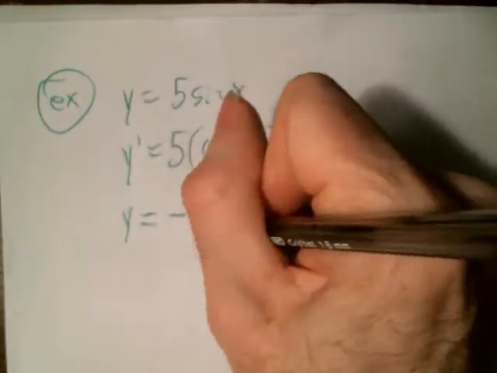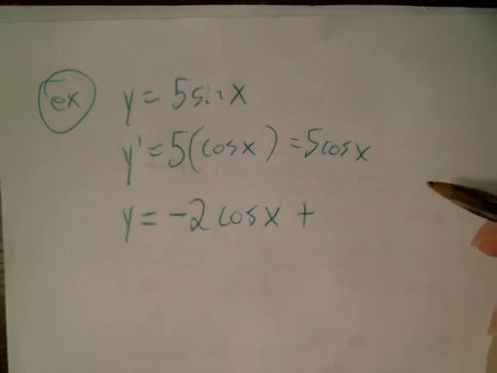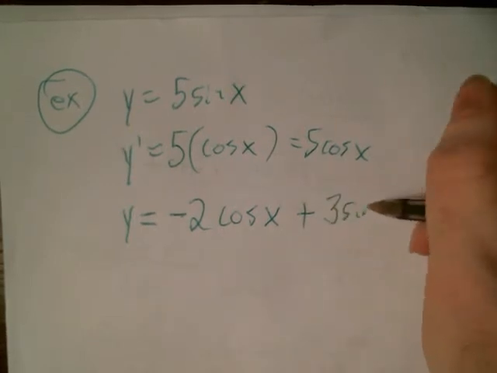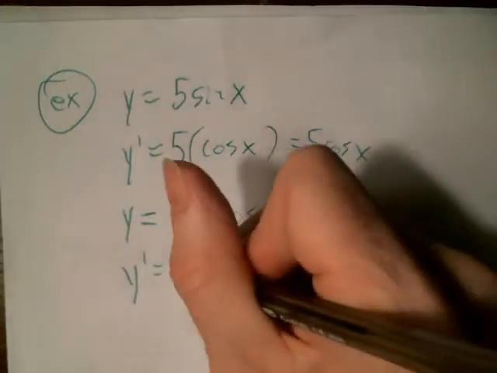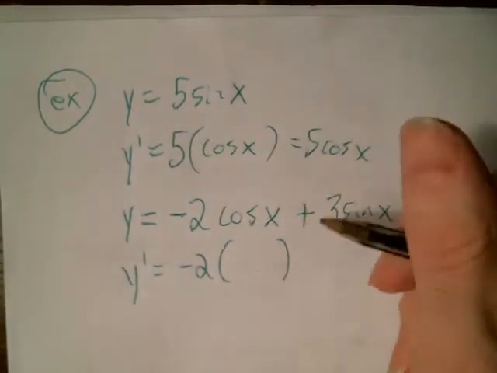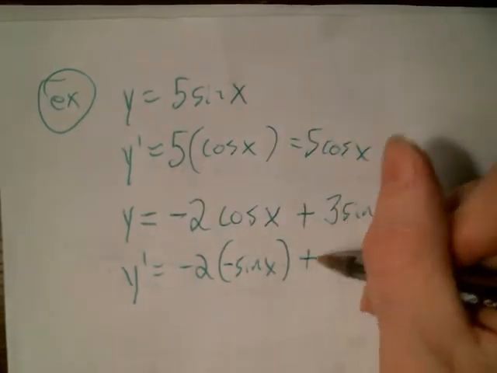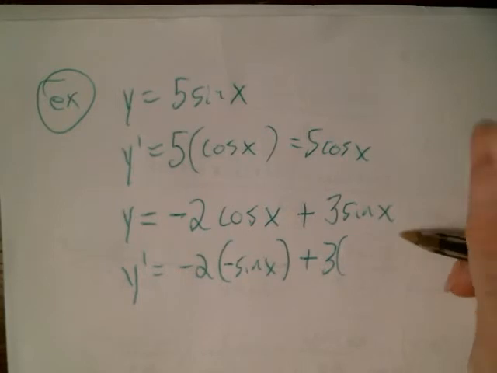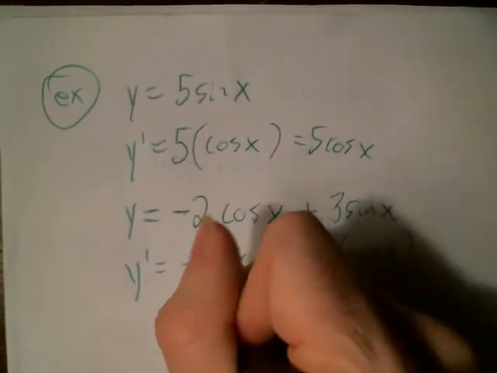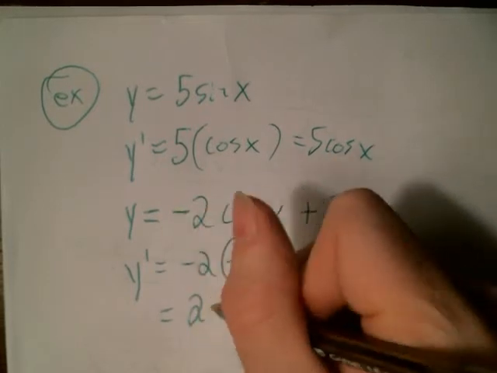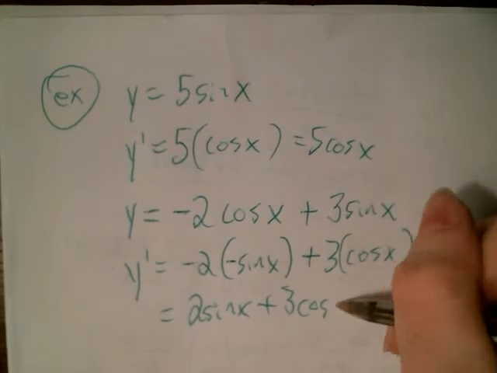y equals negative 2 cosine x plus 3 sine x. So y prime will equal negative 2. We have the constant alone. The derivative of cosine is negative sine. And then plus 3 times the derivative of sine, which is cosine. Okay, and then clean it up. Negative times negative is positive 2 sine x, and then plus 3 cosine x.